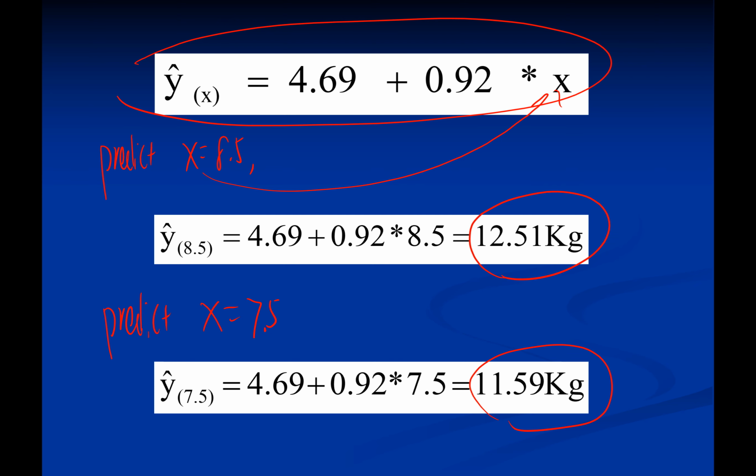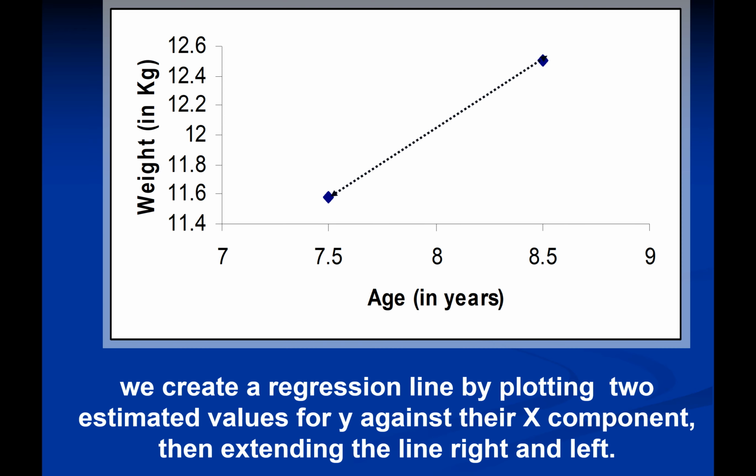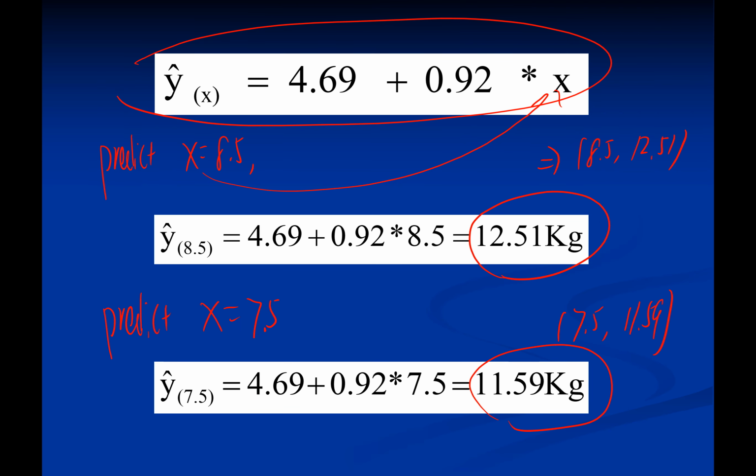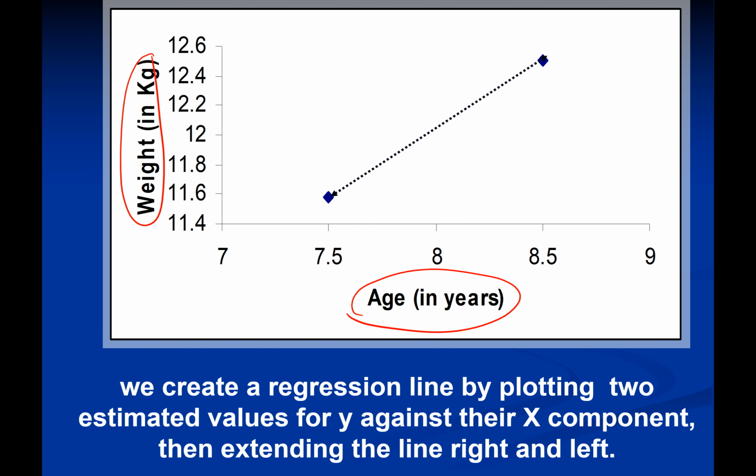Now we get two ordered pairs. First one is 8.5, 12.51. Second one is 7.5 and 11.59. Now you can just plot them on the Cartesian system, age on the horizontal axis, weight on the vertical axis. First ordered pair 7.5 and 11.59. Second ordered pair is 8.5, 12.51.